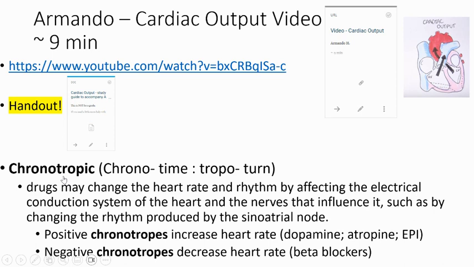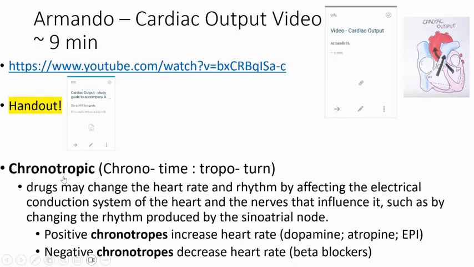There is a cardiac output video that Armando Hasudigan has created. There's a handout that goes along with that, so that way you can watch the video. It's about 9 minutes long and follow through. This is in your lecture manual that you picked up. So again, really good video if you need some more information.